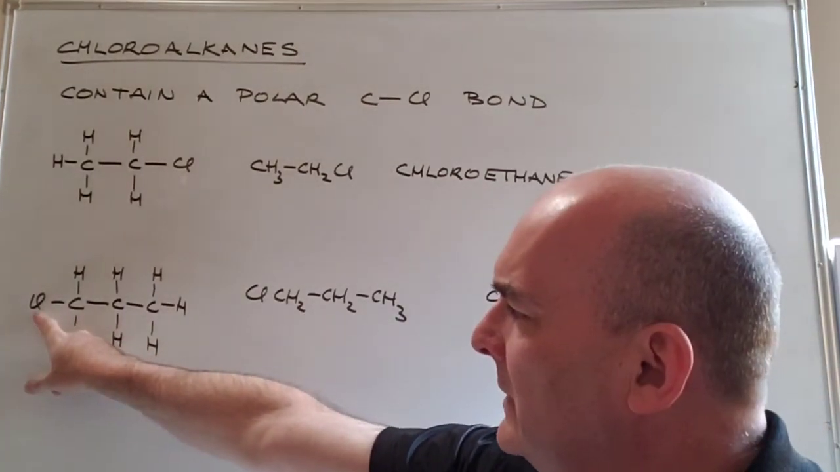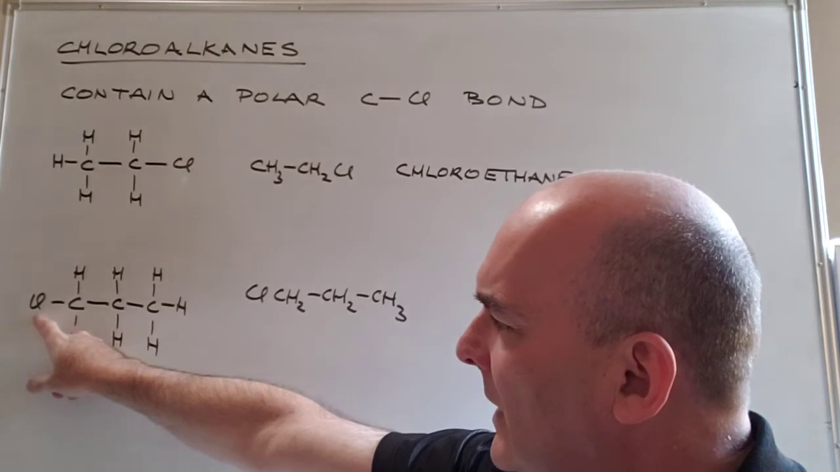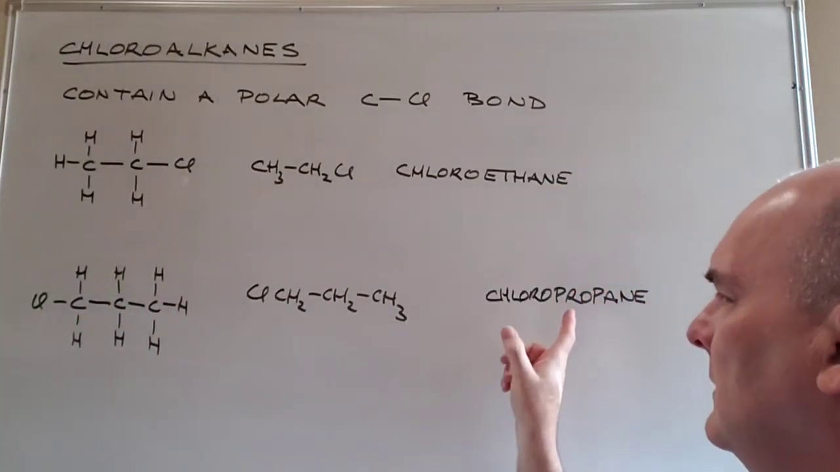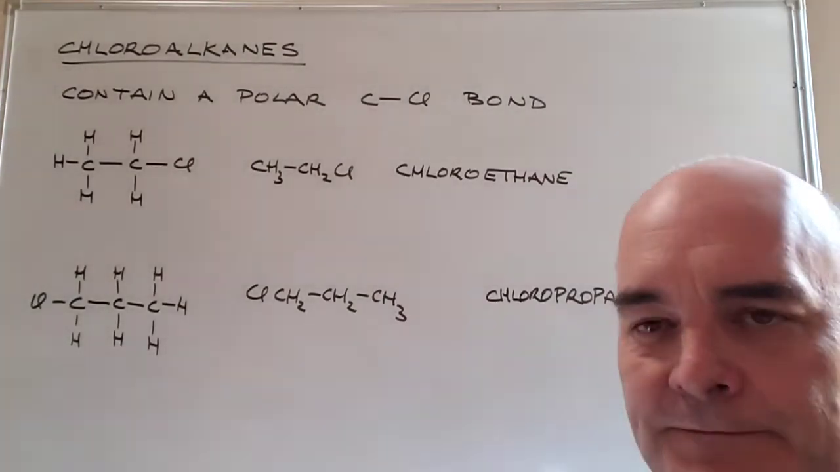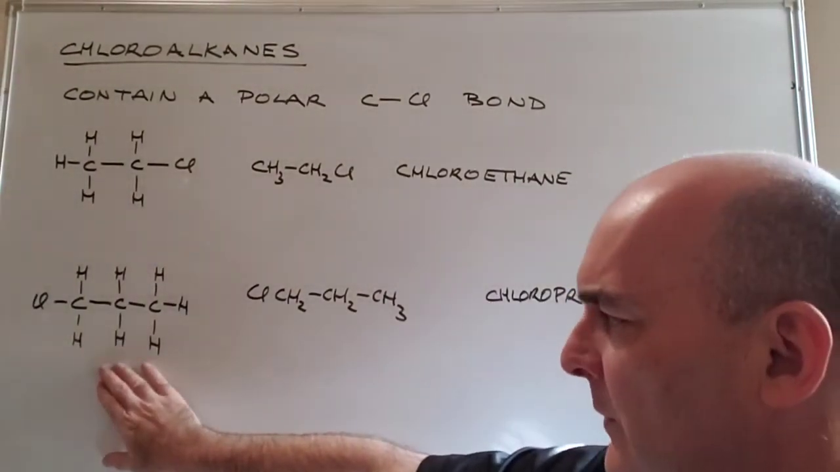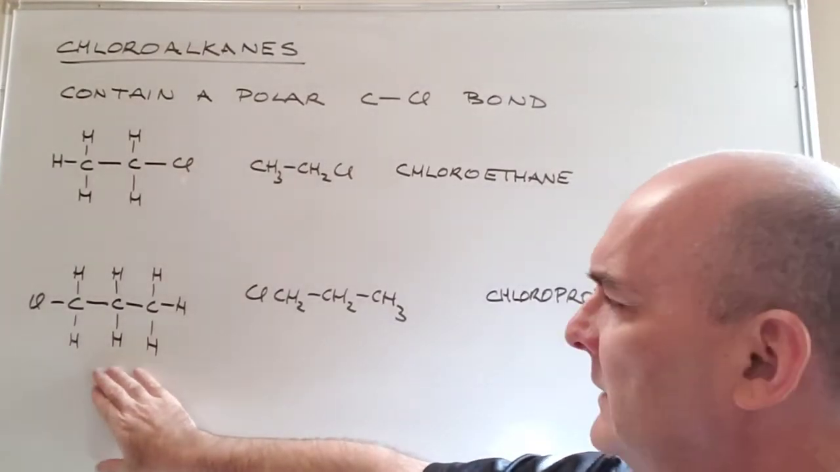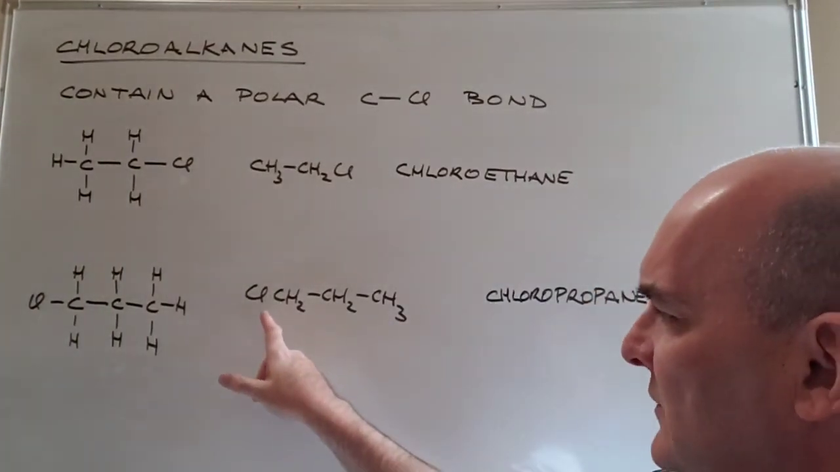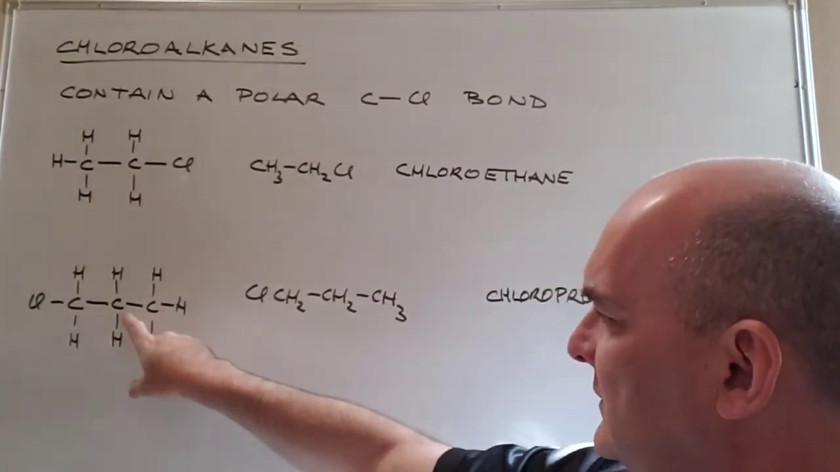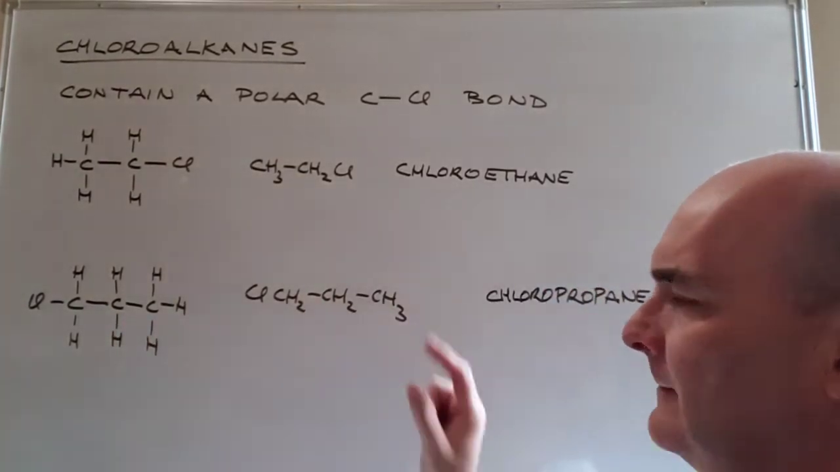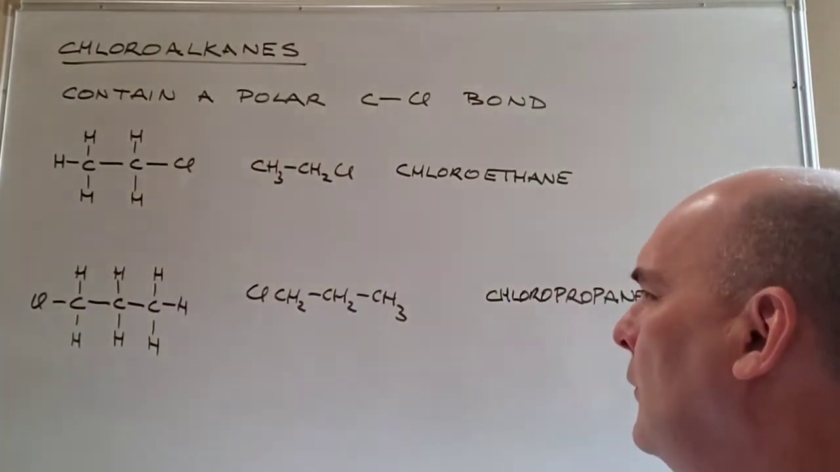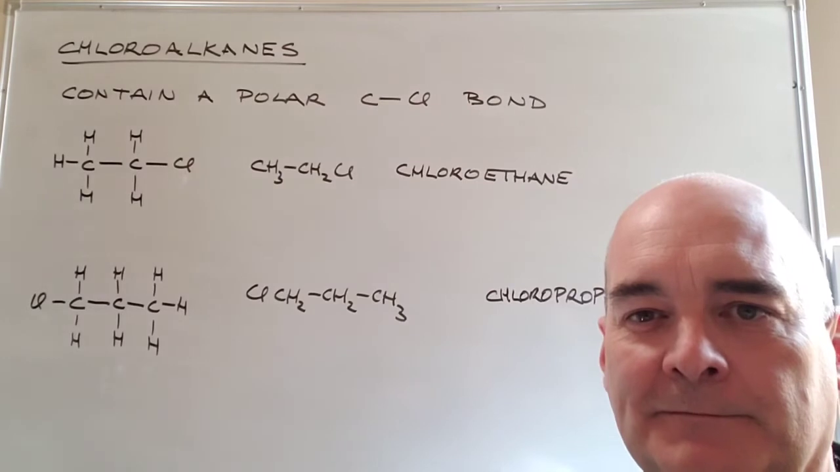If this is a chlorine in a position where there used to be a hydrogen, then my 3 carbons in a chain were a propane. This becomes chloropropane. This is the Lewis structure, really a Kekulé structure. Here's the condensed formula, Cl, CH2, CH2, CH3. Okay? That would be chloropropane.